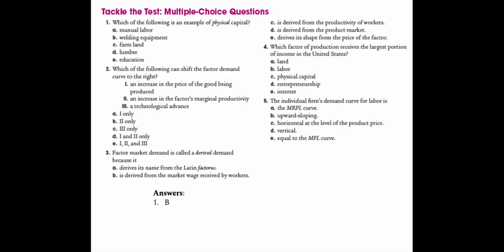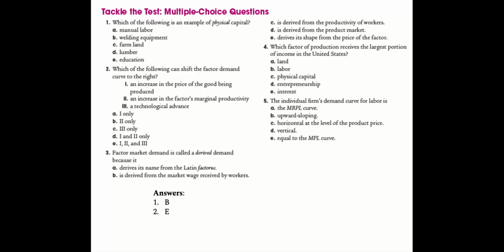Which of the following can shift the demand curve to the right? The correct answer for number 2 is E, all of those things. An increase in the price of the good, an increase in a factor making the workers more productive, and a technological advance. So all of those things can shift the VMPL.